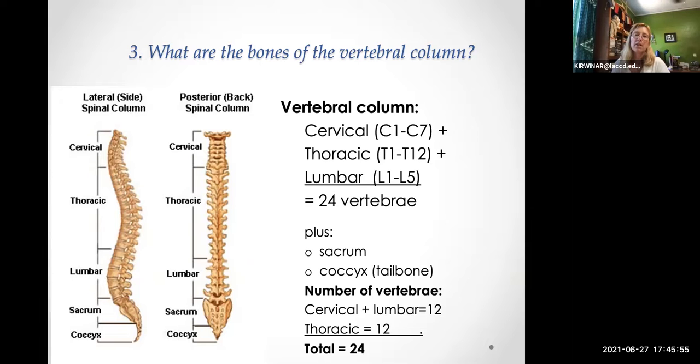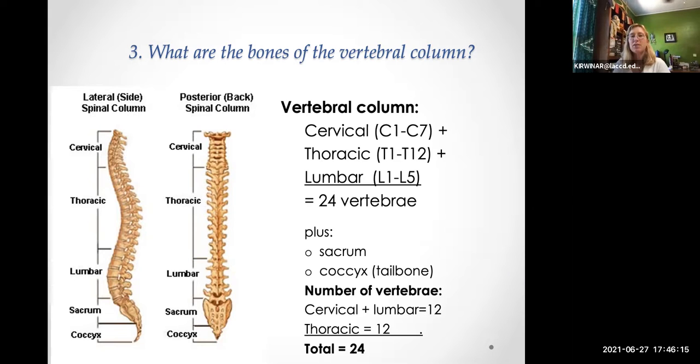So just know that when we're talking about ribs or vertebrae, the key things to remember are 12 and 24. 12 pairs of ribs, 24 ribs total, 24 vertebrae total.